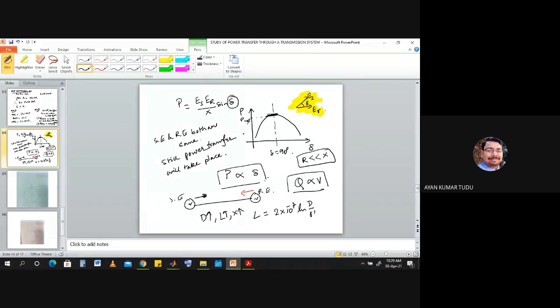And what can we infer again? If we want to increase the power, with the same transmission line, we have to increase the power flow through the transmission line without changing the value of delta, and without changing the sending end and receiving end voltage. Then what will we be doing? Then we have to decrease the value of the reactance. Correct?